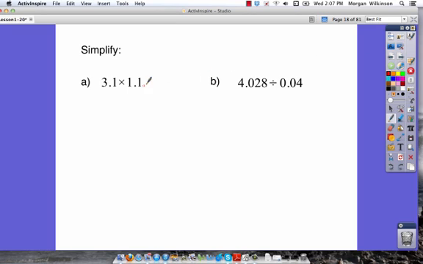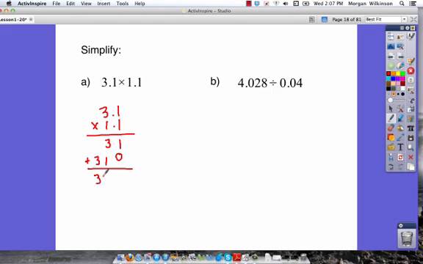Let's do some multiplication and division here. 3.1 times 1.1. Okay, if we're going to multiply 3.1 times 1.1, we set them up vertically, and when we multiply decimals, it doesn't matter if the decimals line up. This is just a coincidence, because we're going to multiply just like we would if there were no decimals. 1 times 1 is 1. 1 times 3 is 3. Add our 0 as a placeholder. 1 times 1 is 1. 1 times 3 is 3. Now we're going to add in order to figure out what our answer is.